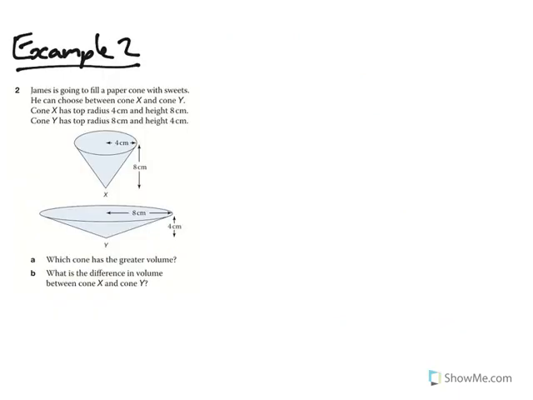So let's have a go at that. Let's do cone X. Because I need to work out two volumes, I'm going to do cone X, work out the volume, cone Y, work out the volume. And I'm going to make sure that I label the fact that I'm doing cone X first. So it's a third. The base of a cone is a circle, so the base area is pi r squared. So a third times pi r squared times the height h.